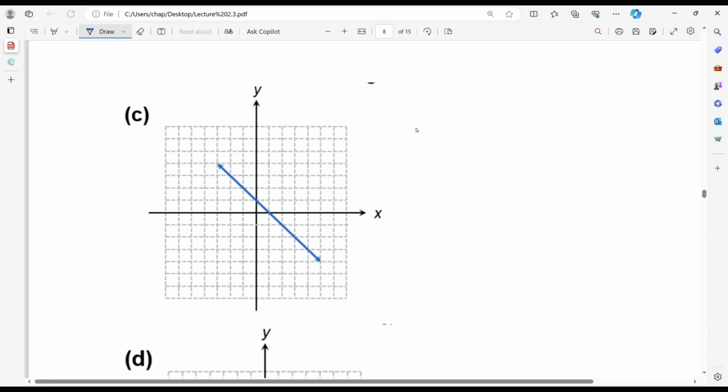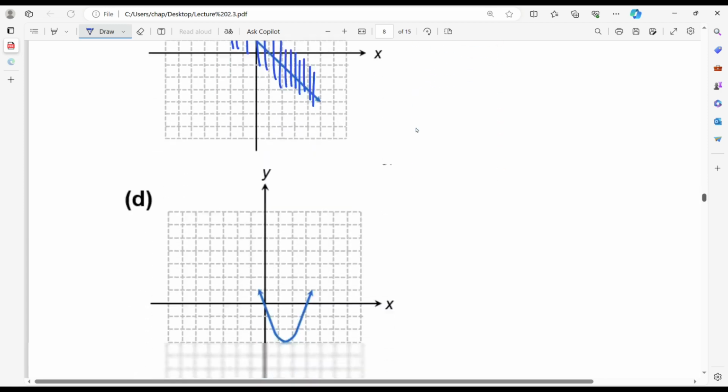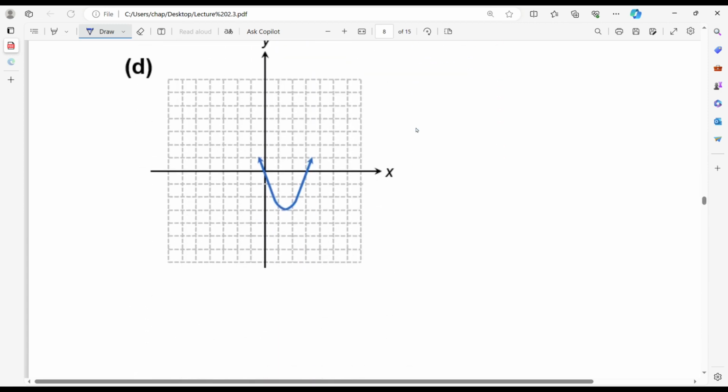Part C, if I draw vertical lines here, here, here, or here, I will never be able to intersect this at more than one point, and so this is a function. In part D, similarly, we cannot find a vertical line that intersects more than once, so this is a function. Every single vertical line intersects just once, and therefore this is a function.